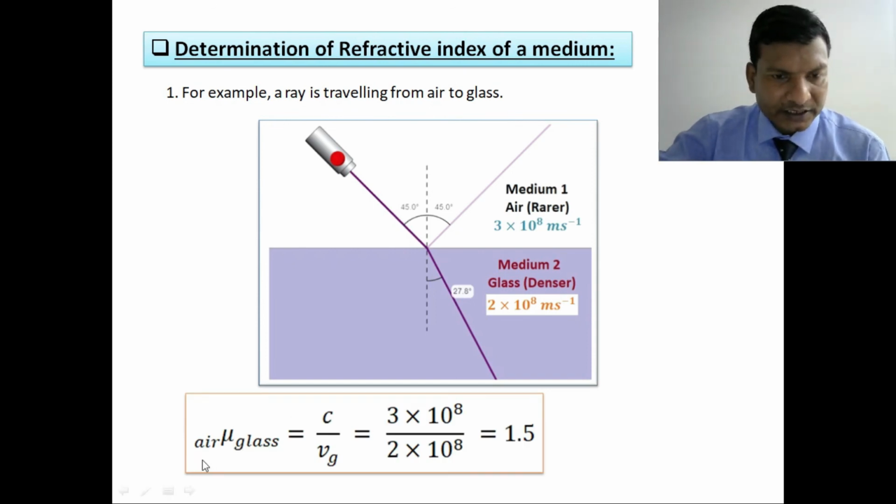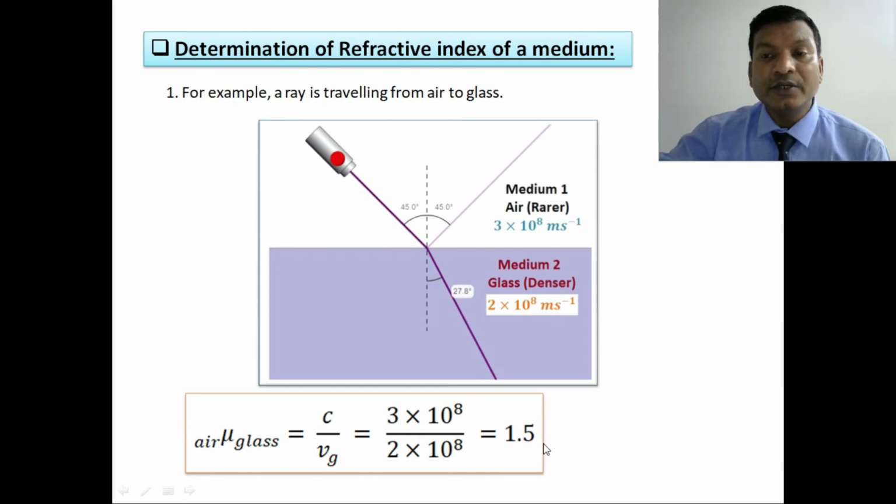So now we will have to find the refractive index of glass with respect to air. So mu glass, and on the left hand side we write what? Air. So mu glass with respect to air is equal to c upon Vg. Here Vg stands for the speed of light in the glass. The speed of light in the air is how much? 3 into 10 to the power 8 meter per second. And the speed of light in the glass is how much? 2 into 10 to the power 8. Now when you simplify this, 10 to the power 8 and 10 to the power 8 will cancel, and this is 3 by 2. So 3 by 2 is how much? 1.5.